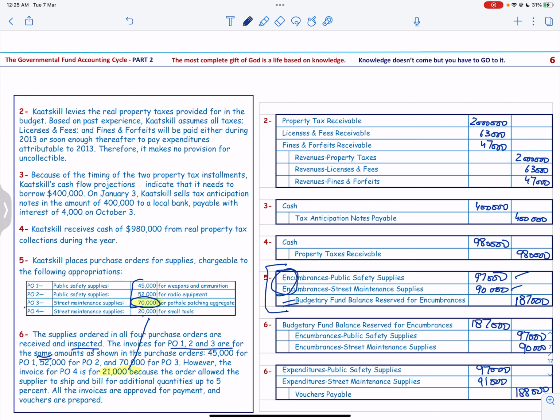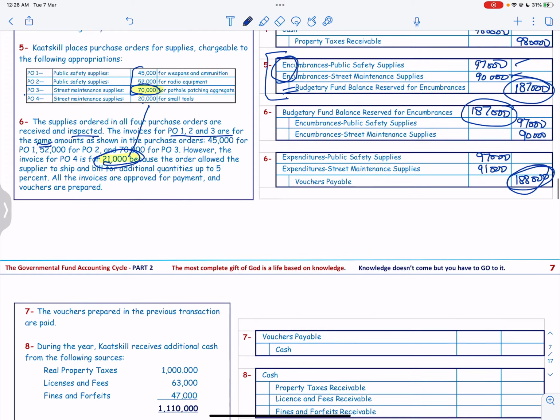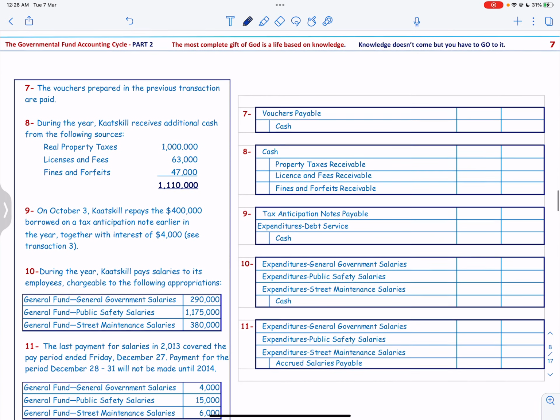You can notice that the amounts shown in the budgetary entry to reverse the encumbrance are the same amounts used to record the encumbrance, but the amount shown in the financial entry is more by 1,000 because the purchase order received is 1,000 more. We go to the next transaction.